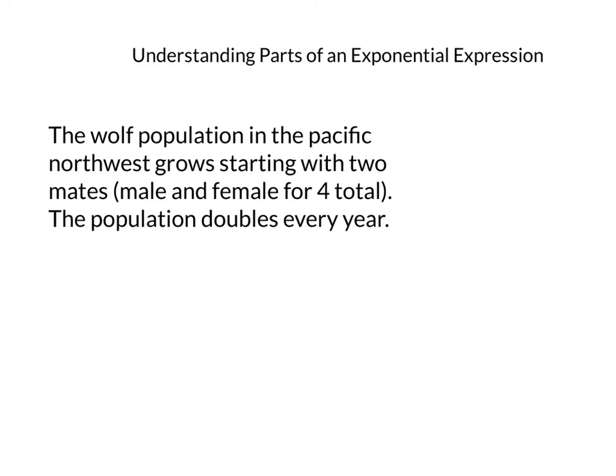So here's a real-world example of this. We're looking at wolf populations. I'll go ahead and read it out loud. The wolf population of the Pacific Northwest grows starting with 2 mates. Well, mates come in pairs, so there's a male and a female, so four total. The population doubles every year.